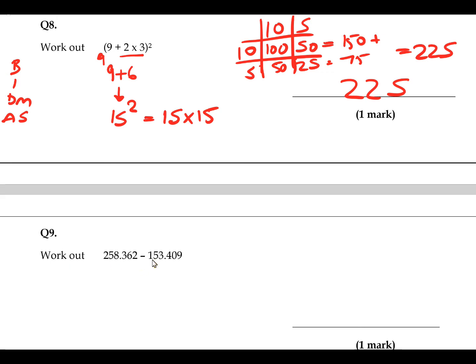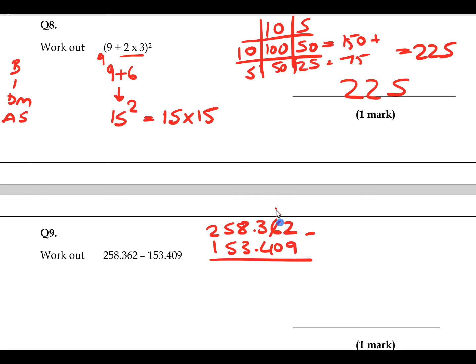Question 9 wants us to work out the subtraction of 2 quite long decimals. So use the column method where you have 258.362 and you're going to subtract 153.409.